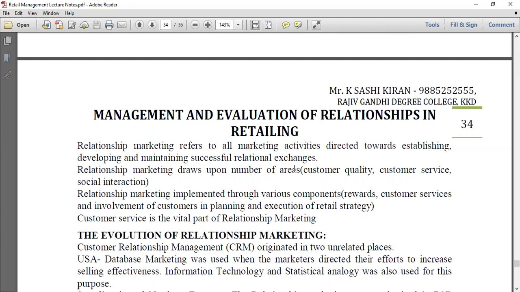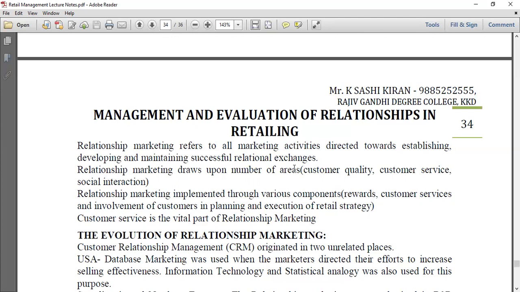So in the first chapter, we started with retail pricing. We discussed retail pricing strategies, and then we also discussed the retail promotion mix, the elements of the retail promotion mix: advertising, sales promotion, personal selling, direct marketing, publicity, and public relations. So having discussed that, the next topic we have in the syllabus is management and evaluation of relationships in retailing.